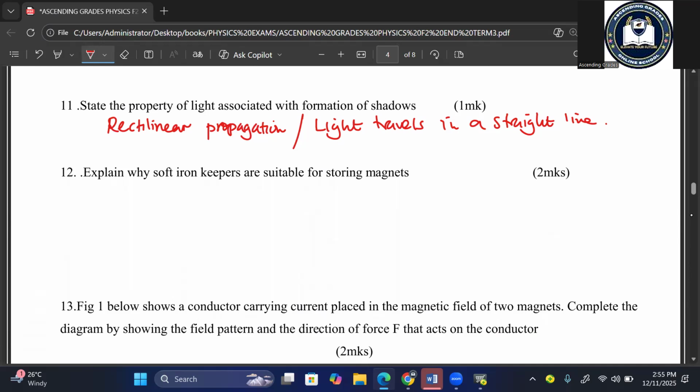Our question 12. Explain why soft iron keepers are suitable for storing magnets. They are easily magnetized and demagnetized.